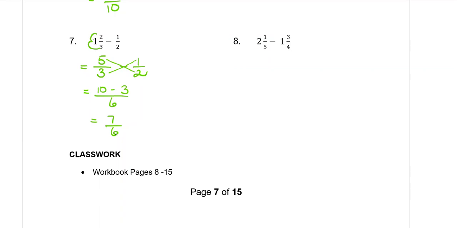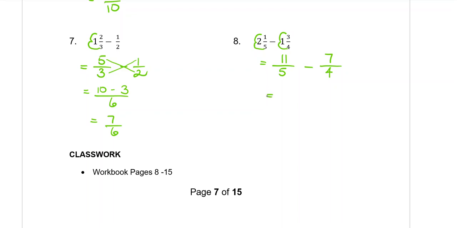Question 8. Come on. Last one. 5 on the bottom stays on the bottom. Then 5 times 2 is 10, plus the 1 makes the 11. Minus 4 on the bottom stays on the bottom. 4 times 1 is 4, plus 3 is 7.